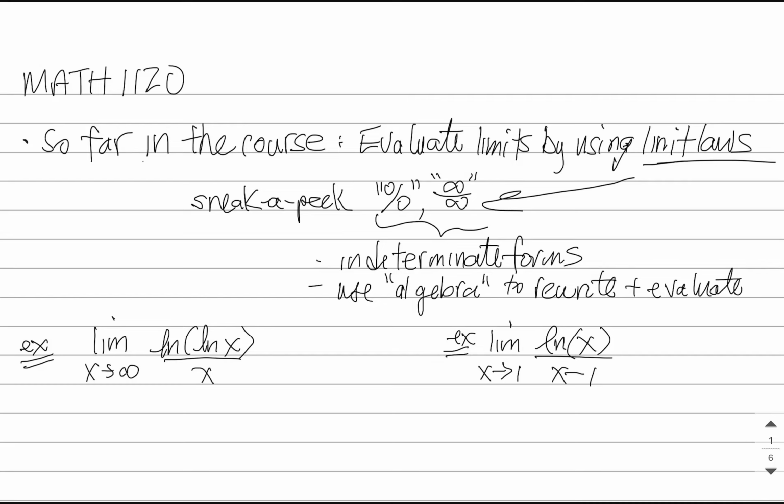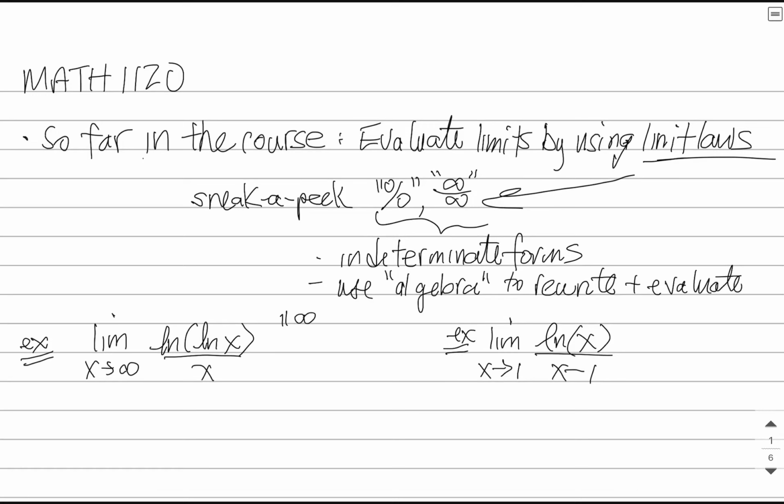So for example, if we take a look at this first limit going out to infinity, if we were to sneak a peek in this case, we would see some sort of infinity over infinity. And in the second case, same idea. If we were to sneak a peek, we would see a 0 over 0. Now, in both of these cases, we would say, all right, no limit laws, time to do some algebra.